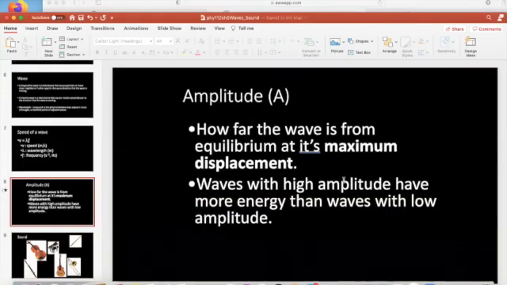All right, so high energy waves are going to have a higher amplitude, and low energy waves are going to have a lower amplitude.